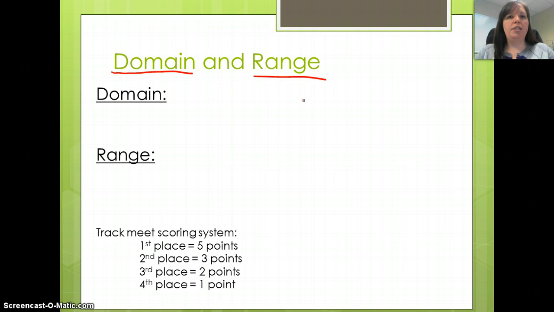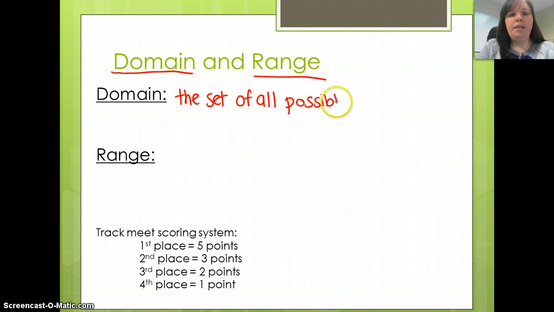We know that the definition of a function has to deal with the input and output values. So when we use the words domain and range, what they literally describe is your input and output values. So the domain would be the set, in other words, the group of all possible input values. The domain is dealing with the input values. What are my possible inputs to this problem?